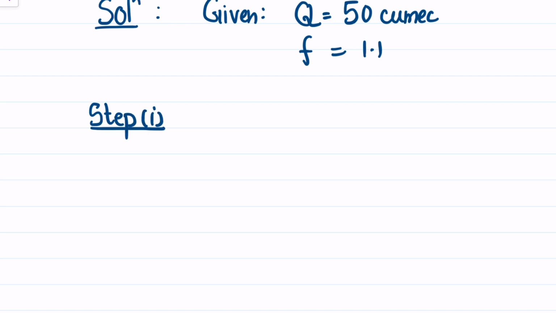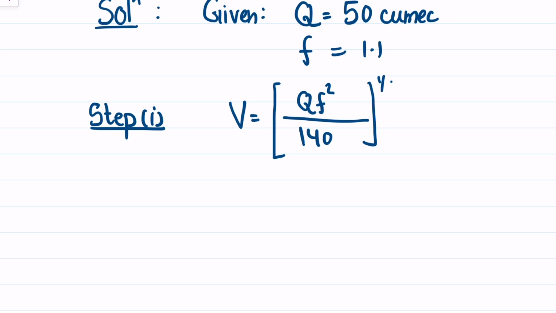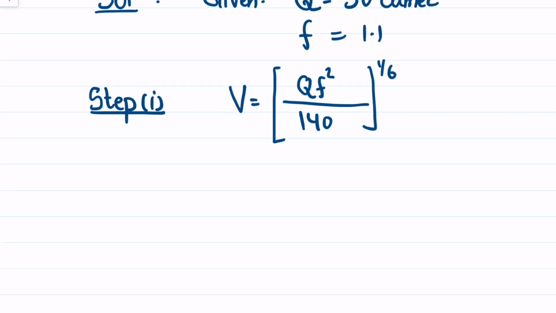Now, straightforward, we'll move to the design steps, and the first step, as we have discussed previously, is to find out the velocity. And as discussed in the previous lecture, Lacey himself gave a formula to find out the velocity of the flow in the regime channel. And the formula was V equals (Q F square by 140) to the power 1 by 6. So the value of Q, we already know.